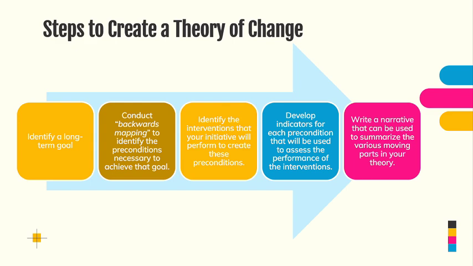After that, you need to identify interventions that your initiative will perform to create these conditions. Then, you need to develop indicators for each precondition that will be used to assess the performance of the intervention. Then, the last step now, you just write a narrative that can be used to summarize some of these various moving parts in your theory.